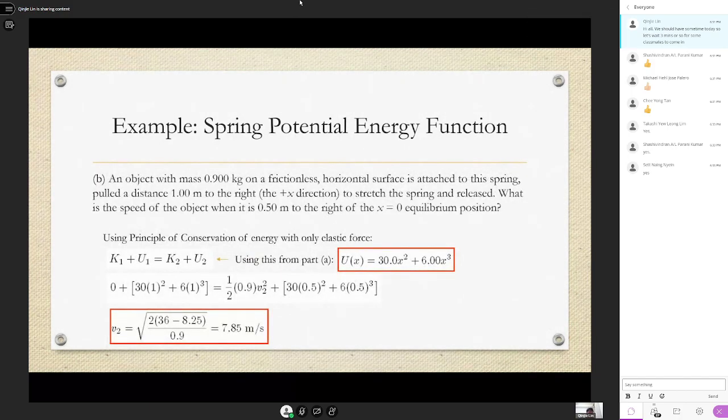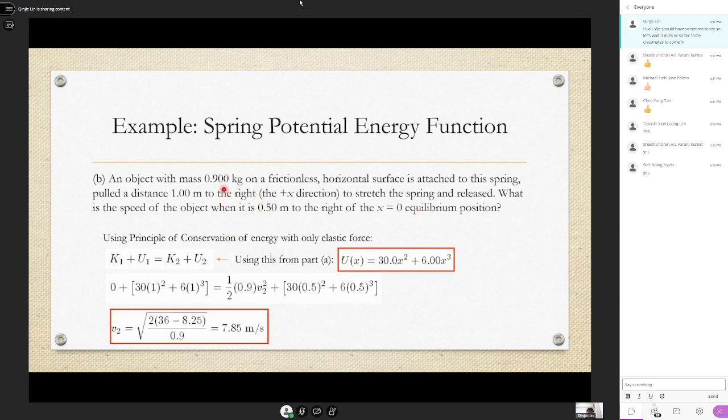Part B, which is continuing from the example: an object with mass 0.9 kg on a frictionless horizontal surface is attached to this spring. Pull it a distance of 1 meter to the right. You take it as the positive x direction, to stretch the spring, and release. What is the speed of the object when it is 0.5 meters to the right of x equals 0, the equilibrium?